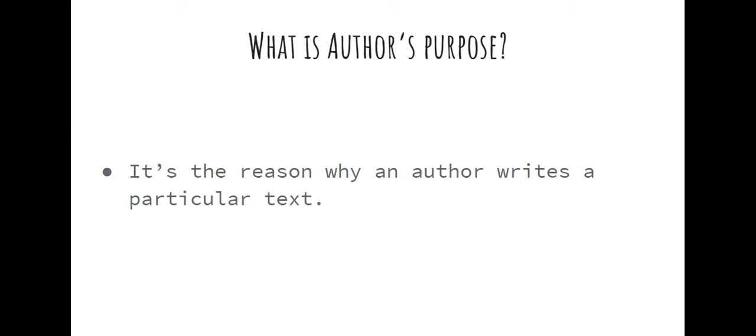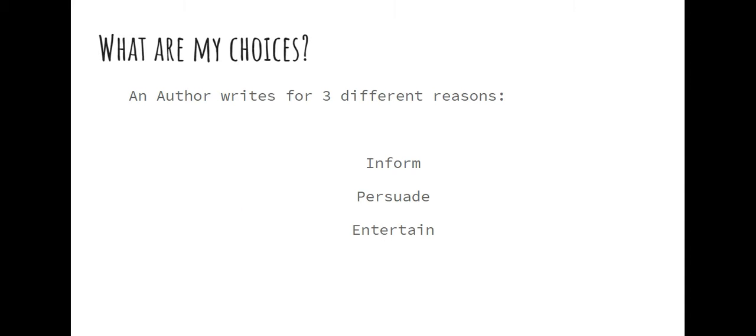Much like you and I have a reason why we decide to do things we do. We have a purpose. So what are your choices when you're trying to decide author's purpose? Well, an author writes for three different reasons: to persuade, to inform, to entertain. Now, in class, we often refer to it as PIE, P-I-E, because we want you to have an acronym to remember it. So the author's purpose goes with PIE: persuade, inform, entertain.